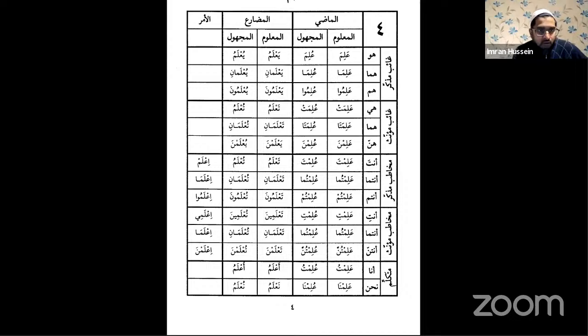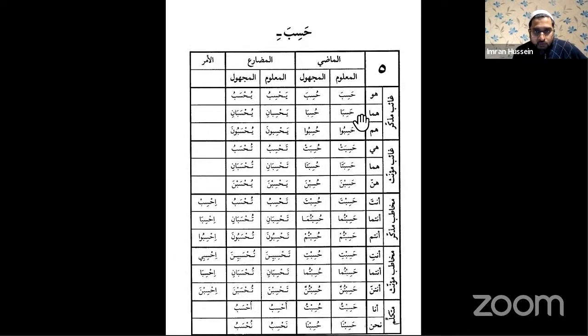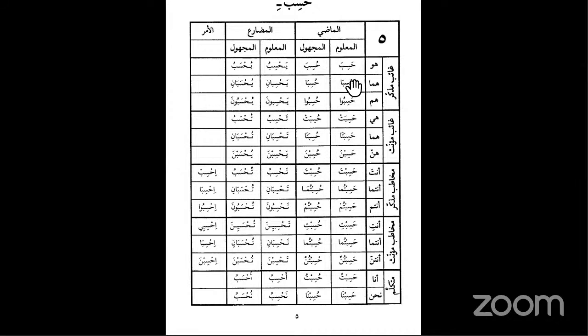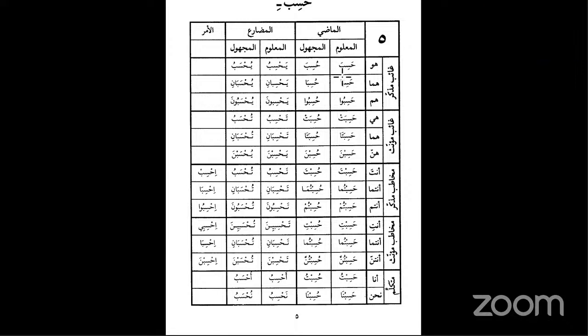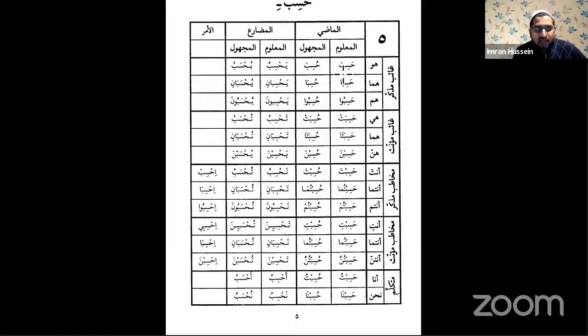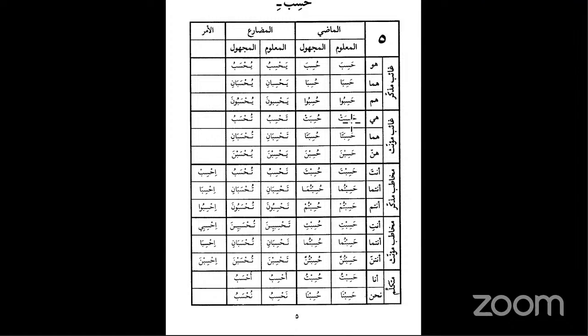Excellent. Very good. Sister Razai, can you come on the mic? Yes, Sheikh. I'm going to give you the word hasiba. Hasiba means he counted. So I want you to translate in English as well. Hasiba, he counted. Hasiba, they two male counted. Hasibu, they all male counted.